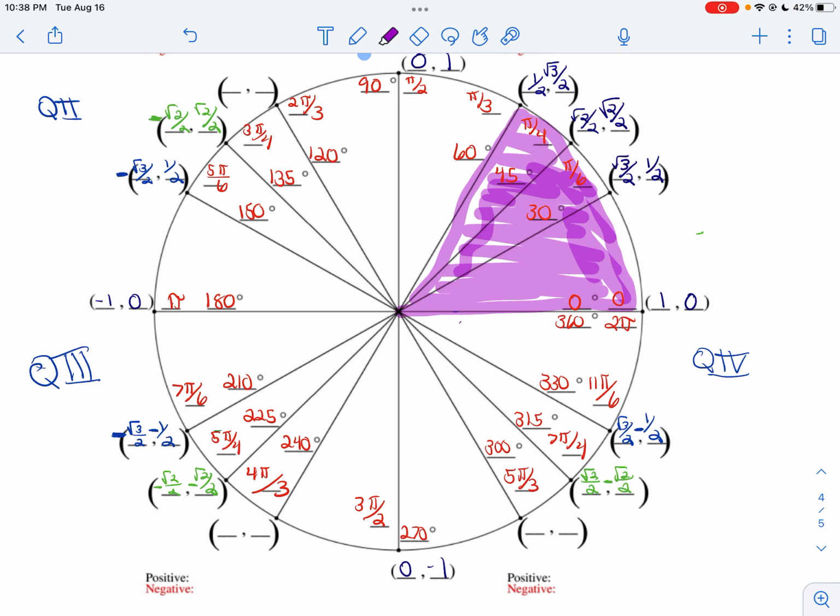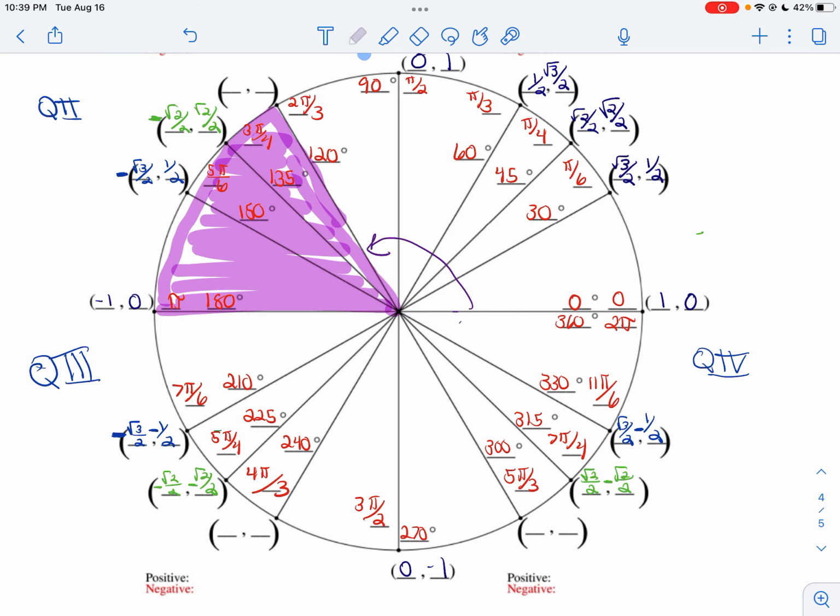So I need to find an angle in quadrant 2 that also has that reference angle. From the terminal side to the nearest x-axis is 60 degrees. And so that would have to be 120 degrees. Erase that. 120 degrees. And so this has the same ordered pair as 60 degrees. So that's 1/2, square root of 3 over 2.